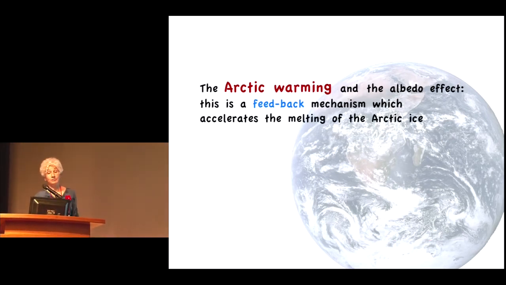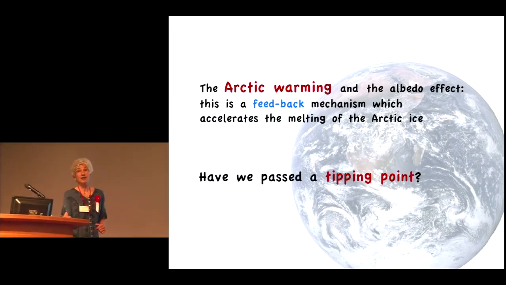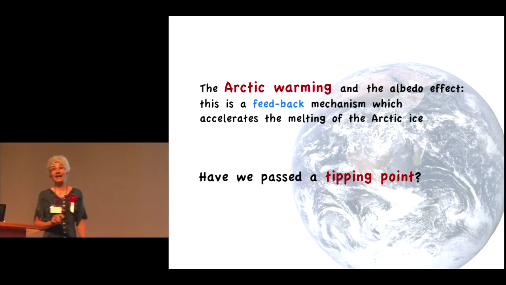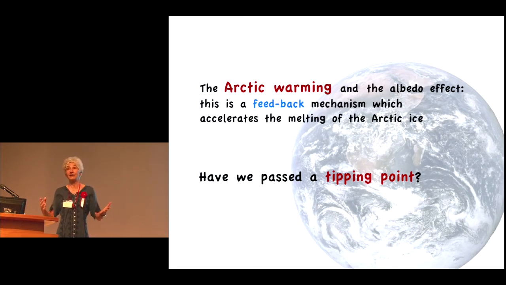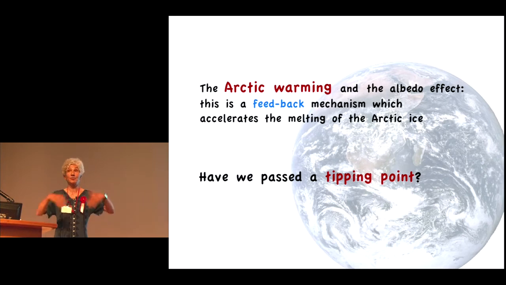So as I told you, the albedo effect, this is a feedback mechanism. So a big question for the scientists that's not solved. Have we passed the tipping point? So suppose we stop having the temperature rising. Will the ice stay in the Arctic, or will the ice completely disappear just because of the feedback mechanism?